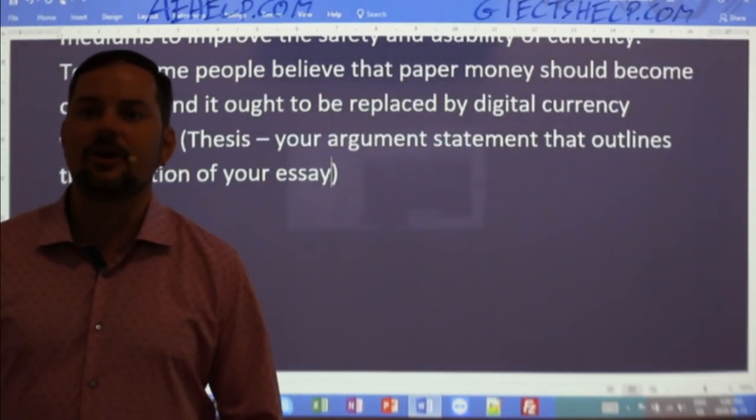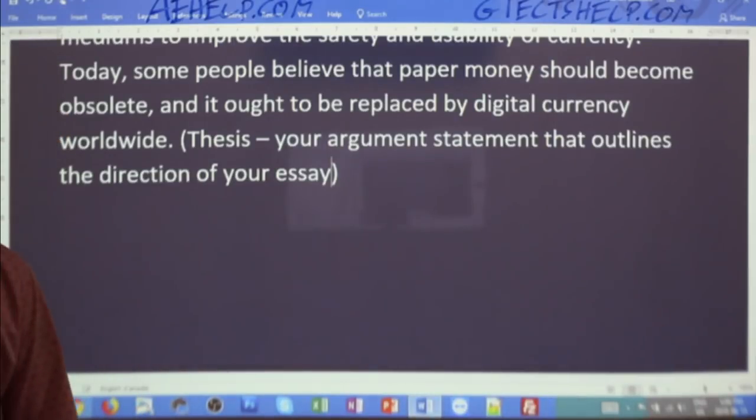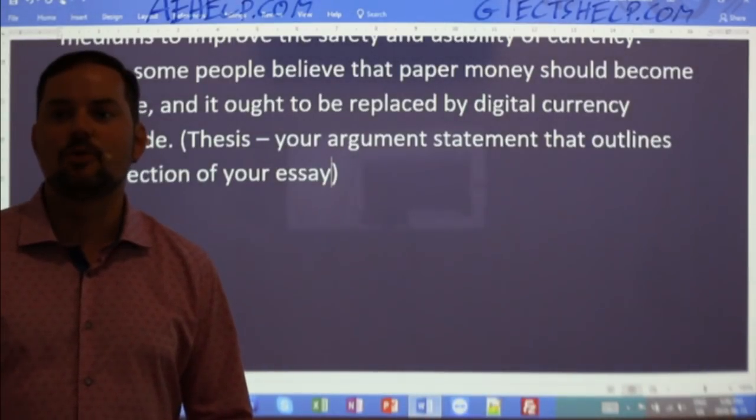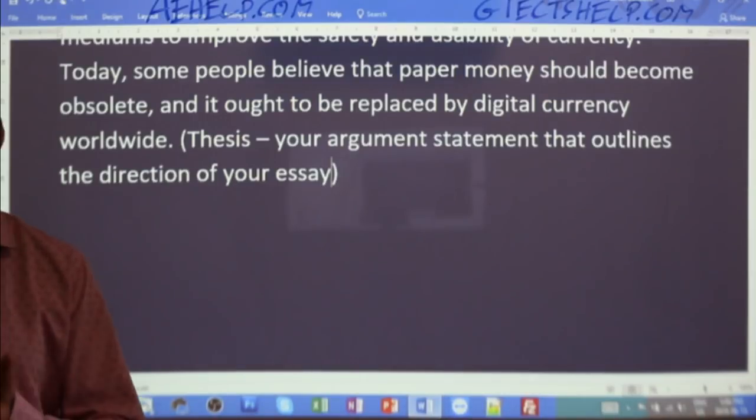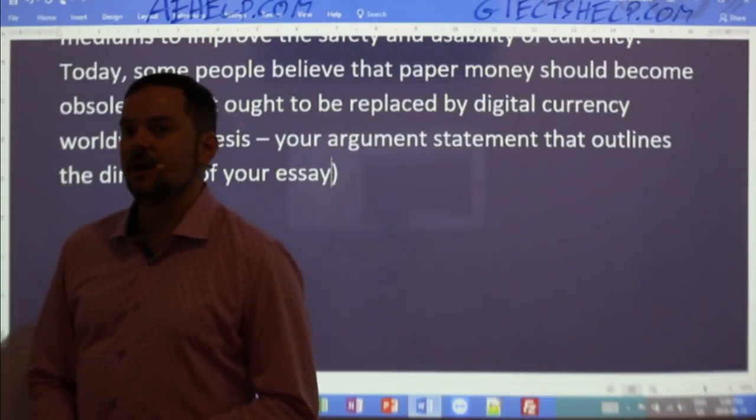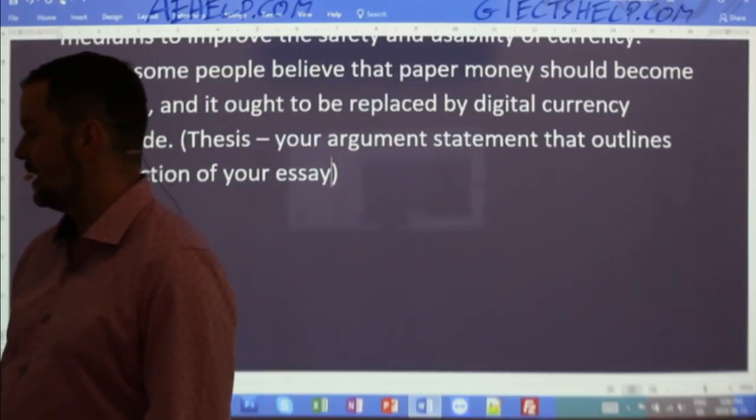Baljit says, I believe that hard currency is no longer required as the advantages of having a cashless society are many, such as more secure and convenient. Baljit, beautiful. That is pretty much the exact same thesis that I was thinking. Okay.